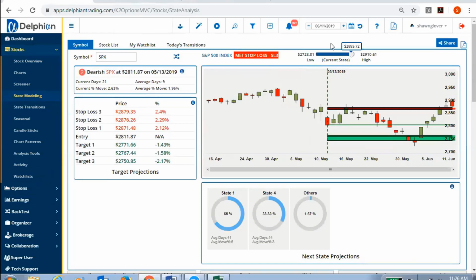That's what I look for in state 2, because you can get pretty big swings quickly. You know, it's fairly volatile.